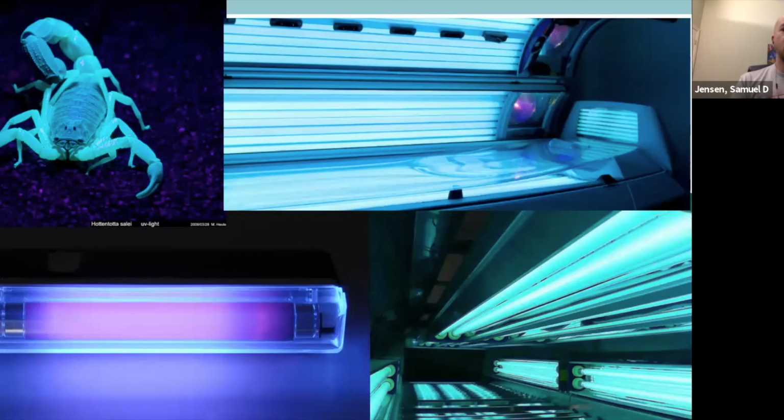We see the ultraviolet as kind of a purple range because that's how our eyes interpret that part of the spectrum. If you've watched Animal Planet, they go out with the black light and see the scorpions in the desert because their exoskeleton radiates in the ultraviolet.